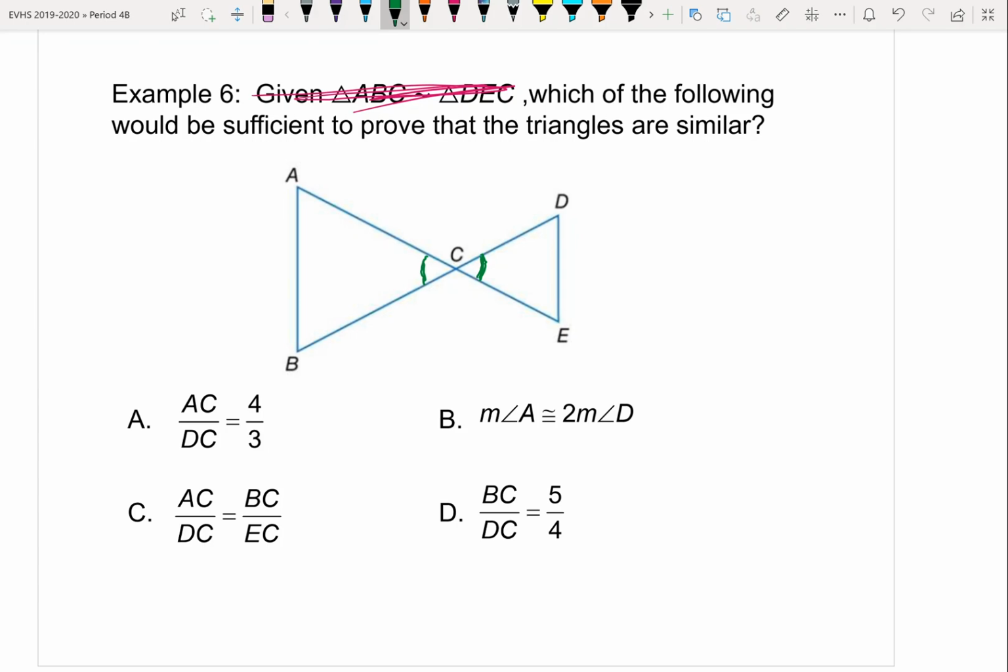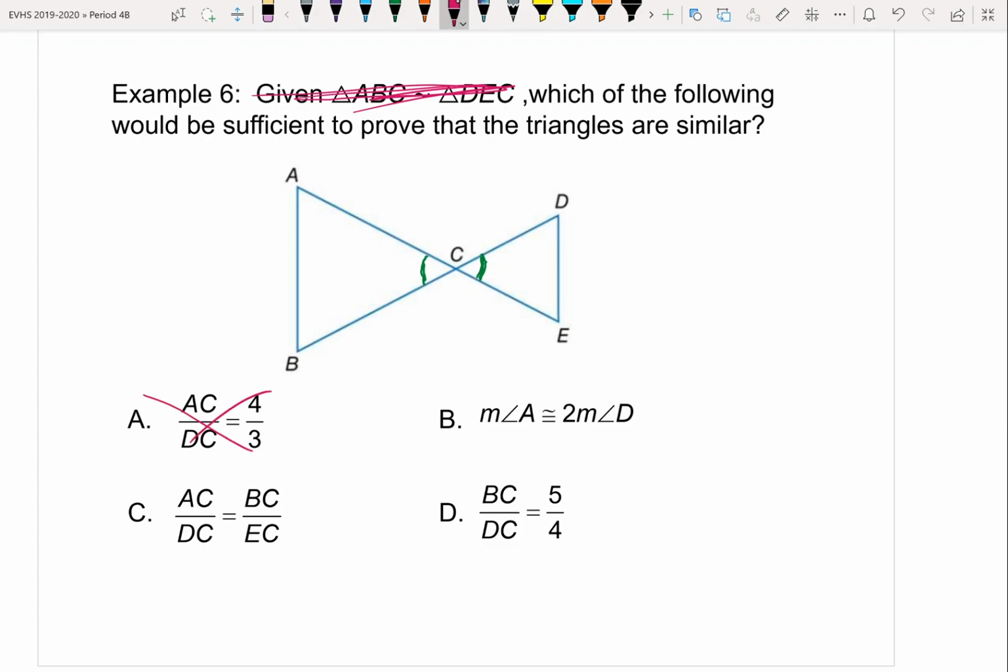Option A, AC, and I'm going to kind of take the same liberties in my notation here. AC over DC is equal to 4 over 3. Again, I don't have information about only an angle and a side, so that's not going to help me out any. Not enough info for A.